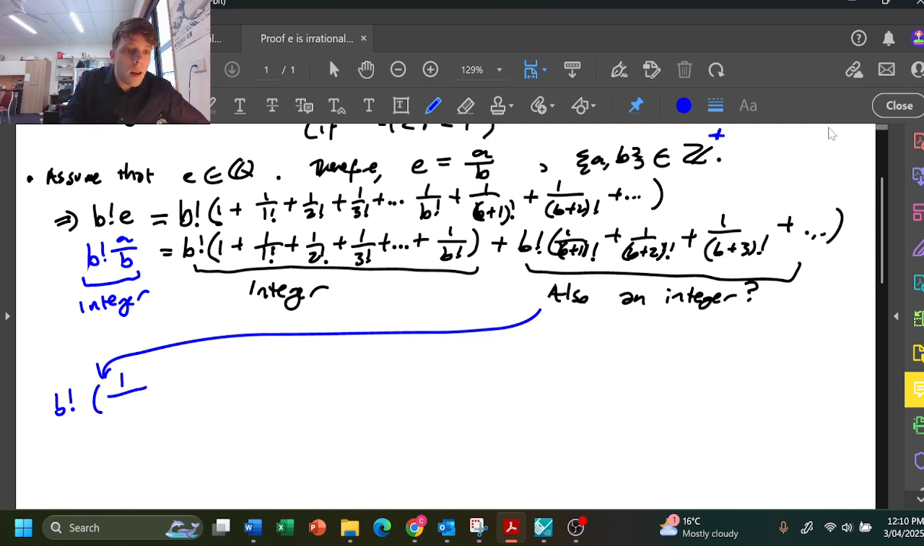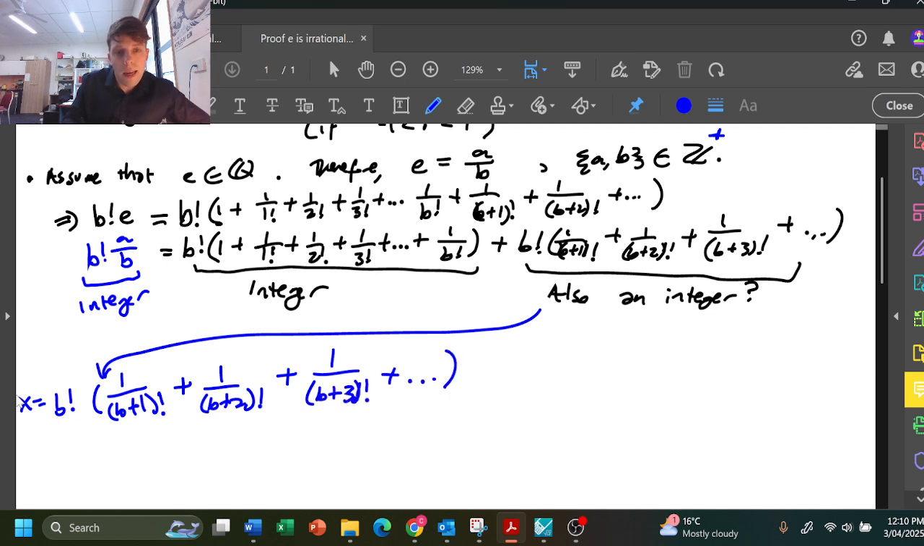So we have here this thing. In fact, we can give it a special label. Maybe let's call it x. Let's say that x is equal to b factorial times 1 over b plus 1 factorial, plus 1 over b plus 2 factorial, plus 1 over b plus 3 factorial, all the way to infinity and beyond. This summation goes on forever.